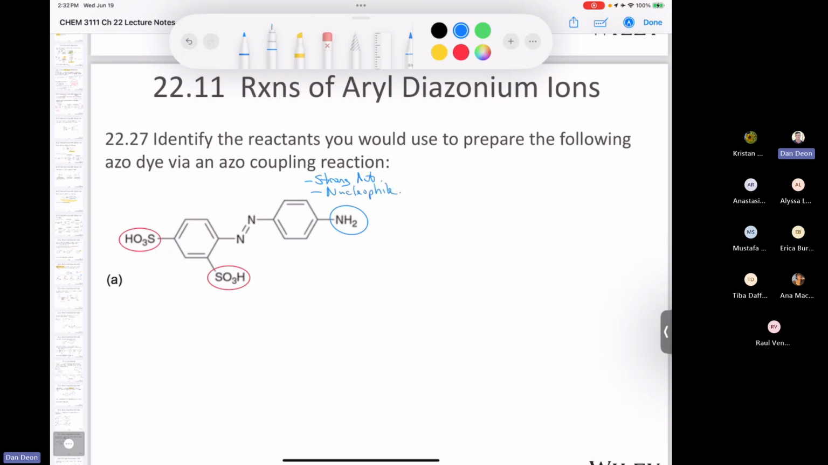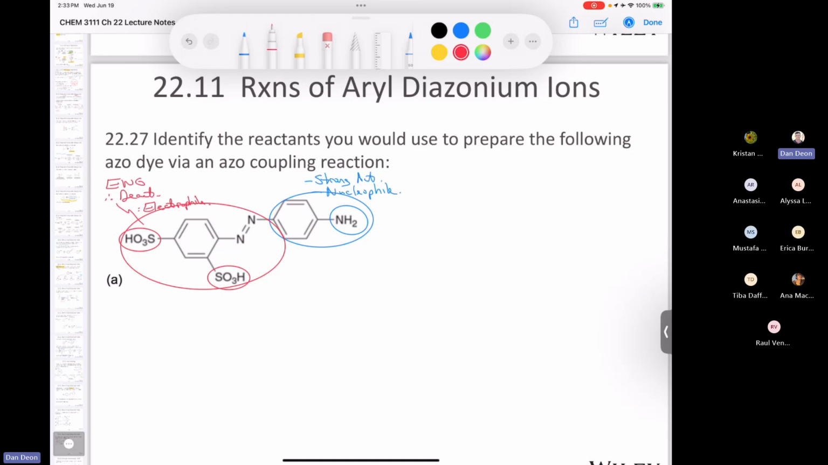And that means since the other side, the sulfonic acids, is an electron withdrawing group, therefore it is a deactivator, and therefore this is going to be the electrophile, the diazonium ion. So that means our nucleophile is going to come from here, and our electrophile is going to come from all of this, and that's going to possess the diazonium ion.